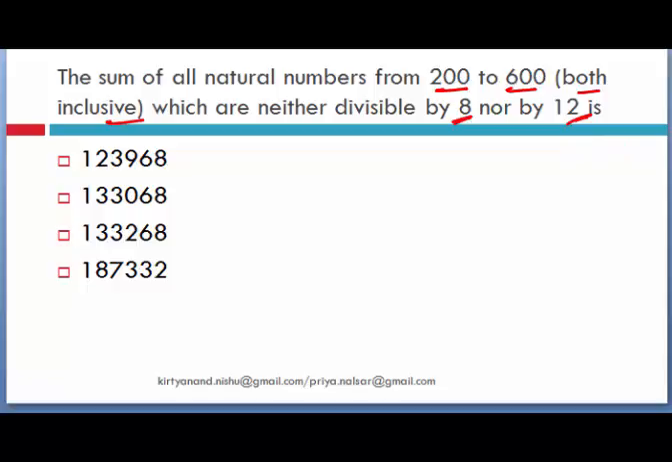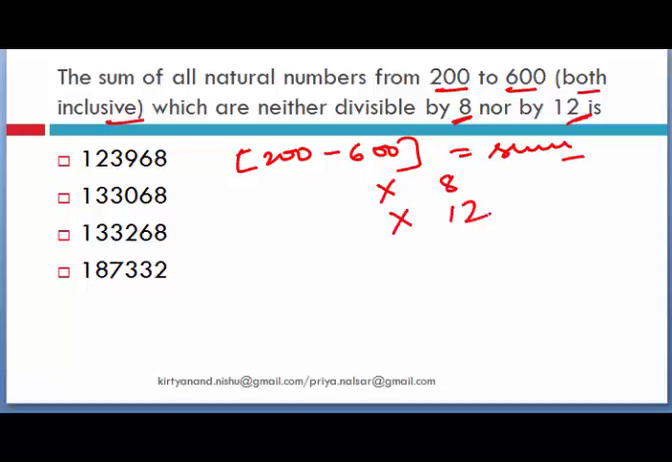So what does it mean? It means that first I have to find out the sum of all the numbers from 200 to 600. Okay, I have to find out this sum. Then from this sum I have to subtract numbers which are divisible by 8, which are divisible by 12, and which are divisible by both 8 and 12. Okay.